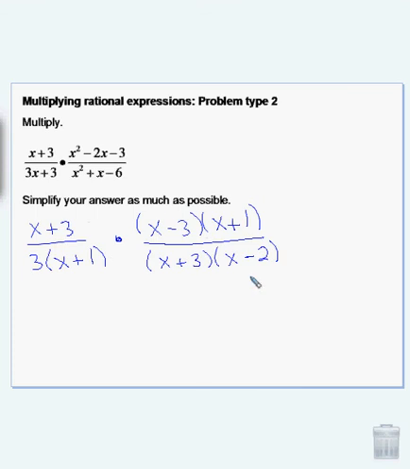I'm looking for things that will cancel. In this numerator I have x plus 3, which will cancel with this x plus 3 in the denominator. Here I have x plus 1, which will cancel with x plus 1 in the numerator. There's nothing else that cancels, so I simply write down whatever's left. So I'm left with x minus 3 over 3 times x minus 2, and that problem is complete and simplified.